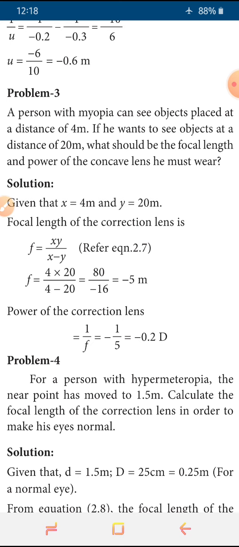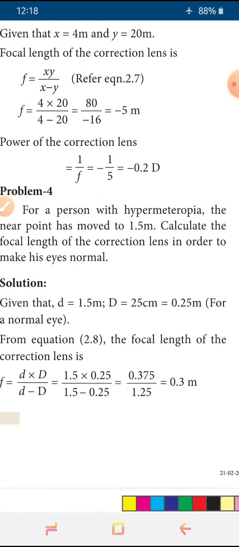Then power of the corrected lens, we can write the formula P is equal to 1 by f, reciprocal of the focal length. So what is the focal length we got? Minus 5. So minus 1 by 5, that is equal to minus 0.2 diopter. This is the answer for the third problem.